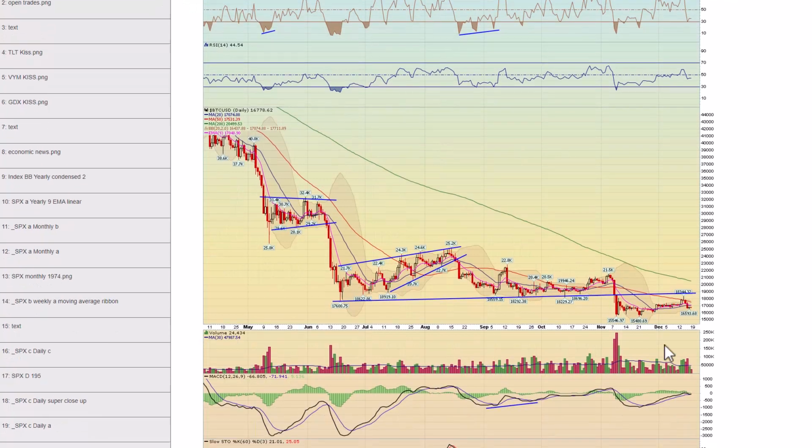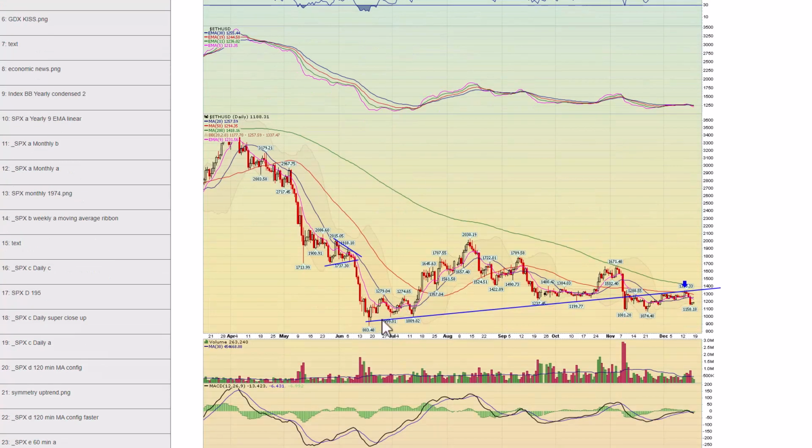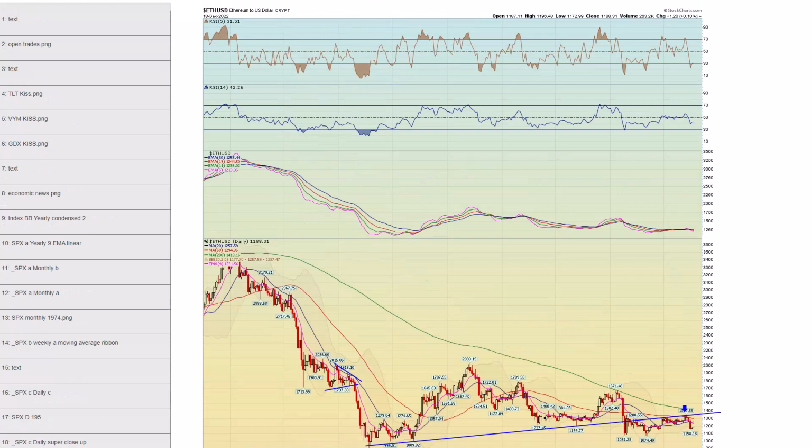Chart 70, Bitcoin. Again, lost this long-term support back here in November. Basically sideways movement. Didn't quite make it to the trend line there. Pull back. Next, chart 71, Ethereum. Perfect break of the trend line here. Back test of it.